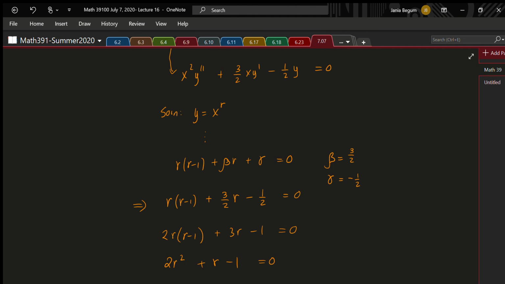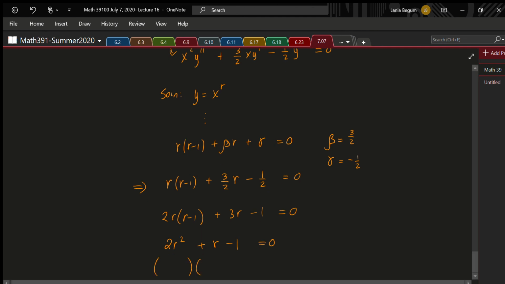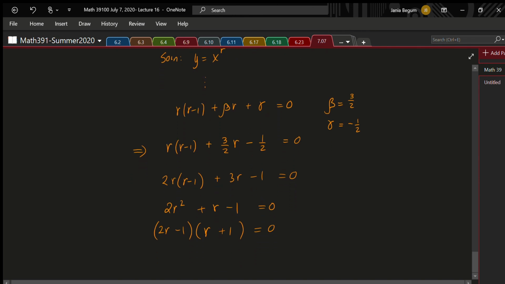So what are the roots to this initial equation? We can try to factor, right? So maybe 2r and r, and then minus 1 and plus 1. Right? Yeah, I think that's correct. Well, so we have our roots. So we can say r1 is equal to 1/2 and r2 is equal to negative 1.